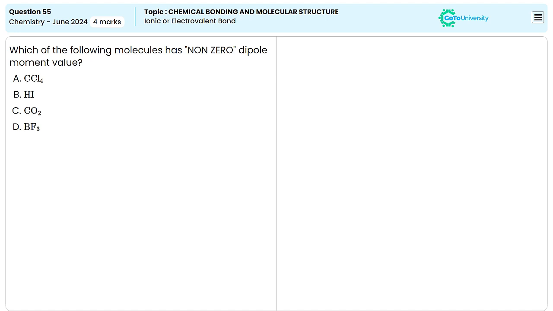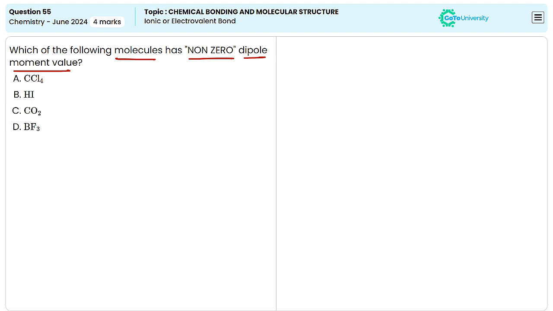In this question, different covalent molecules are given. We have to identify the one which possesses a non-zero dipole moment value. Dipole moment is completely based on the electronegativity of atoms present in the molecule.